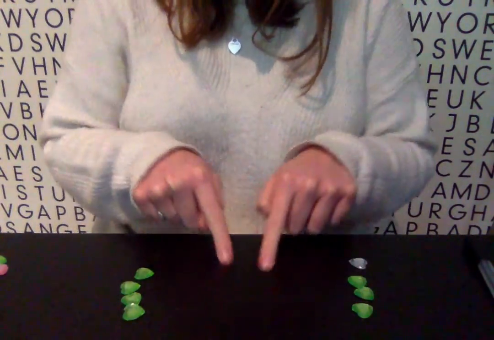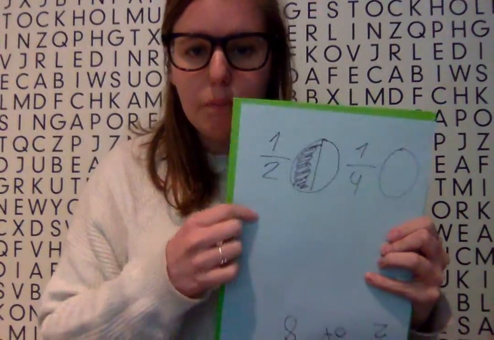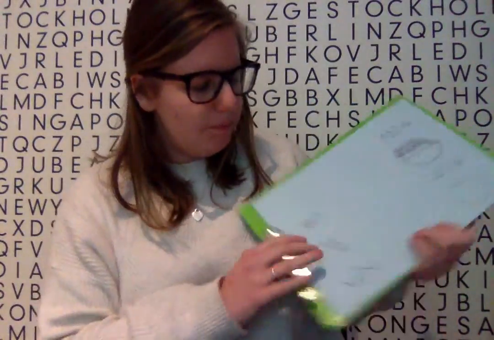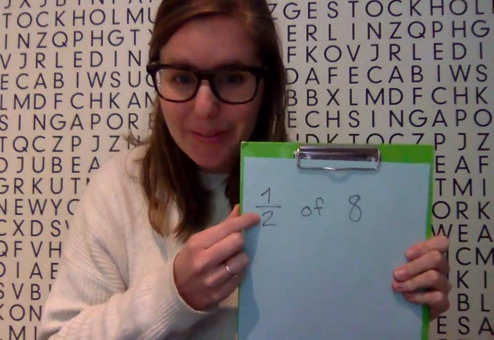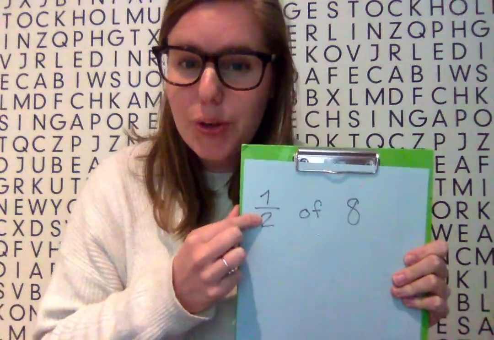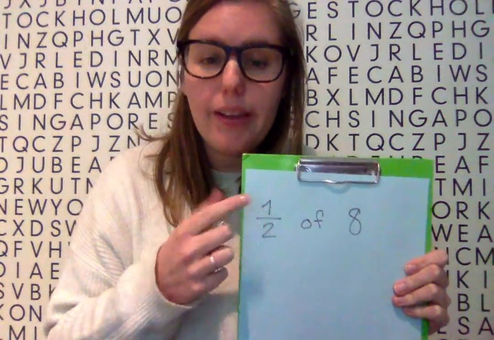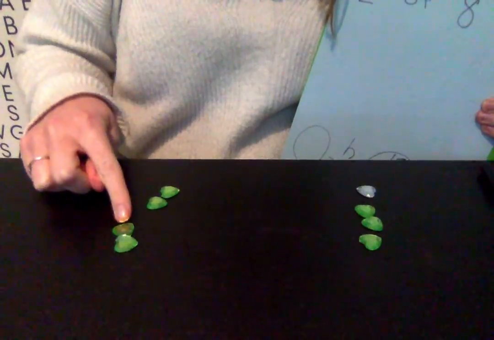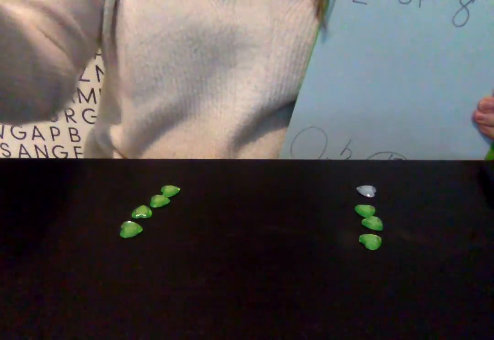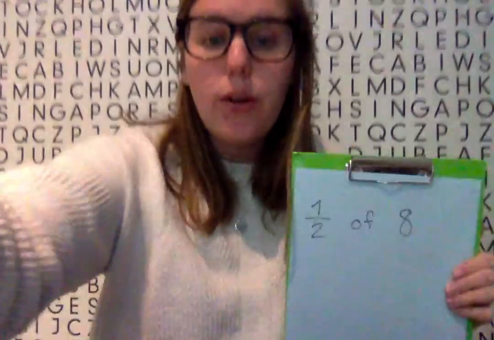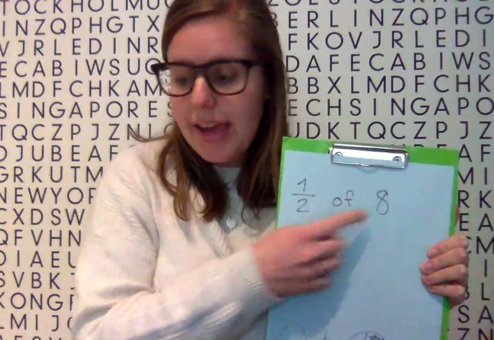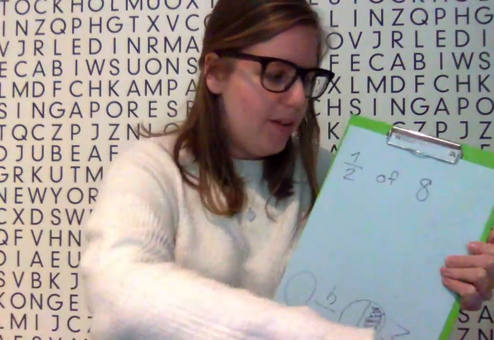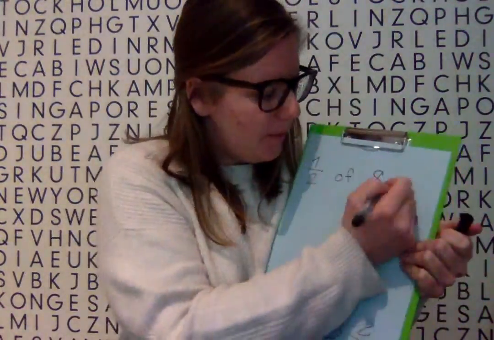So I now know that I have 2 groups, like my denominator said. So I have 2 groups, and my numerator is telling me I need to count how many are in one of them. So let's count. 1, 2, 3, 4. So I know that 1/2 of 8 is 4. So I can write equals 4.